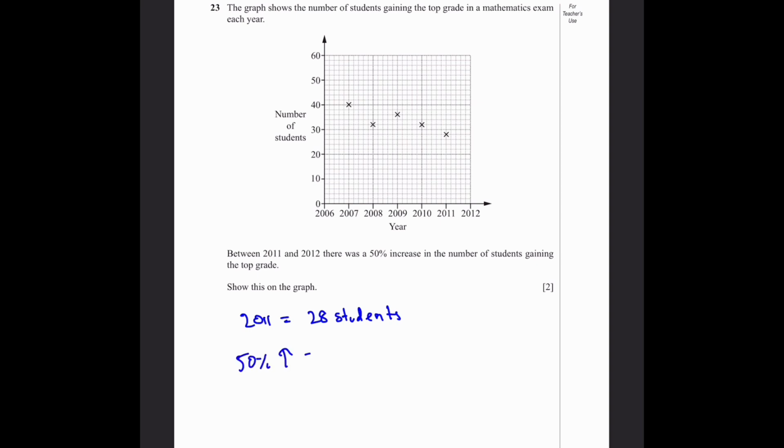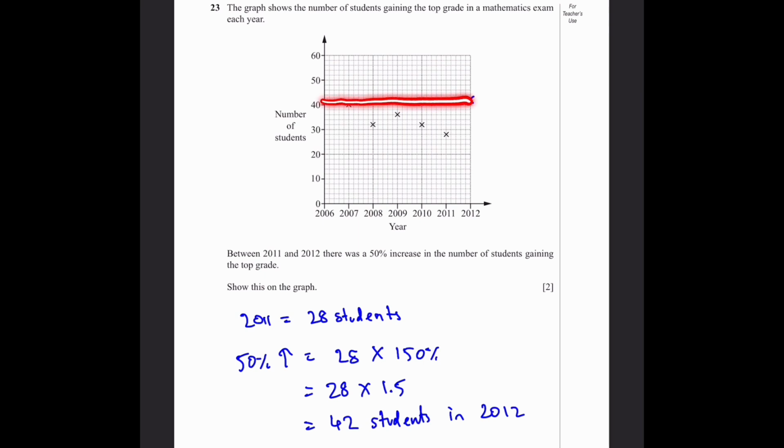50% increase in that is equal to 28 into 100 plus 50, which is 150%, which is equal to 28 into 1.5, and that's equal to 42. So 42 students in 2012 gaining top grade. And now we need to show this on the graph. So we need to put an X mark right here because 42 is over there.